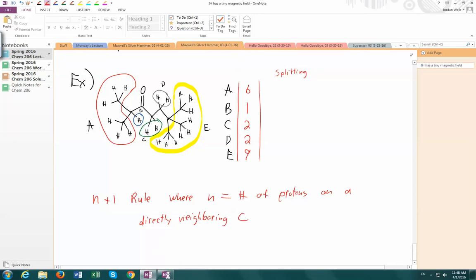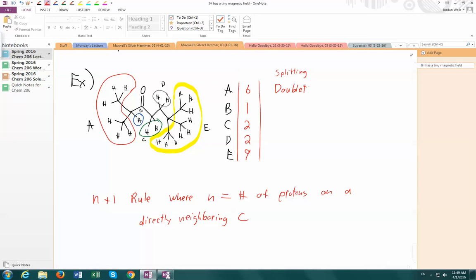And so on the directly neighboring carbon to this methyl group, there's 1 proton. How many peaks are we going to end up seeing according to the n+1 rule? 2 peaks, and so we would call this what? Singlet, doublet, right? So this would end up being a doublet. So we would see a doublet that integrates to 6 protons.